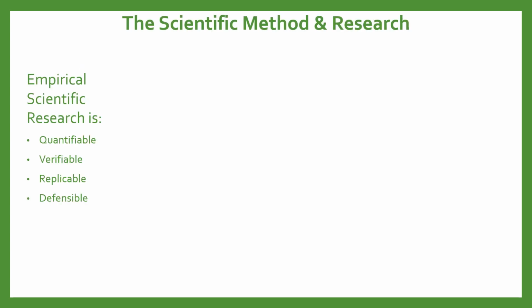So the scientific method really creates a research structure that helps us create research that's quantifiable, so it can be measured with numbers, verifiable, so it includes data that supports those claims, is able to be replicated, so with clear research methods that can be recreated, and defensible with that supporting data and also drawing from past research and theory.